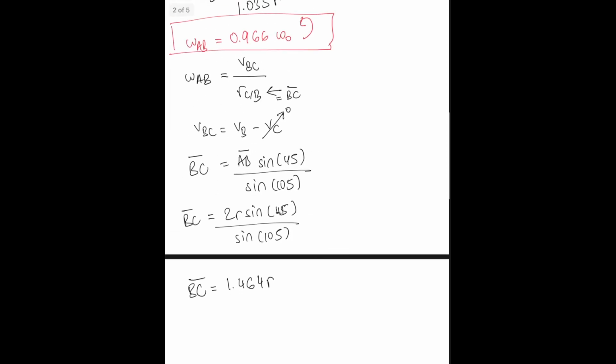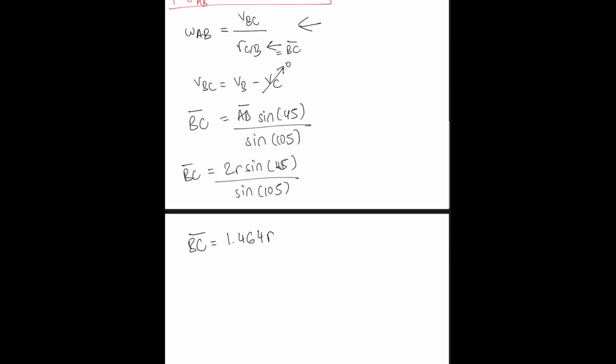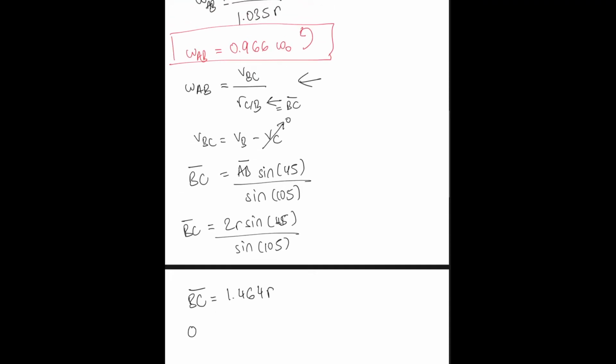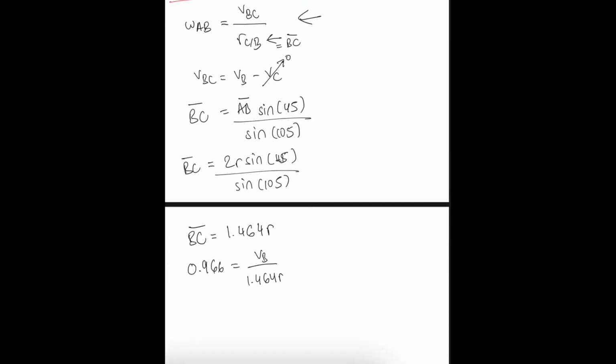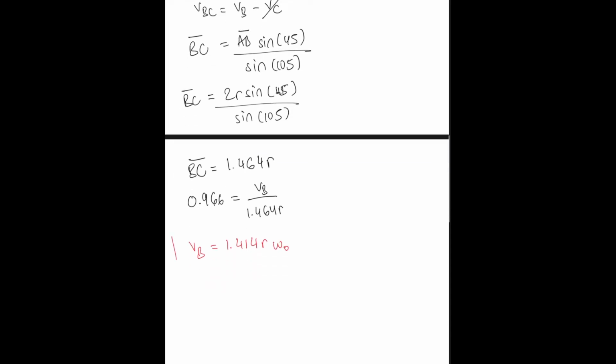And once we plug that into our equation over here, we get 0.966 is equal to VB over 1.464 r, which will give us a value for the velocity of collar B equal to 1.414 r omega naught. And that's our final answer here.